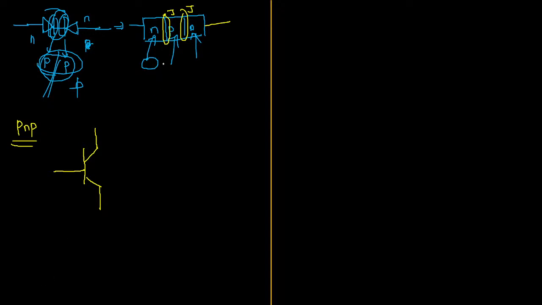See, NPN transistor means, in place of N, I have to replace P. In place of P, you have to replace N. Again, in place of N, replace P. That is called duality. So if I replace P by N and N by P, you will be getting a PNP transistor.